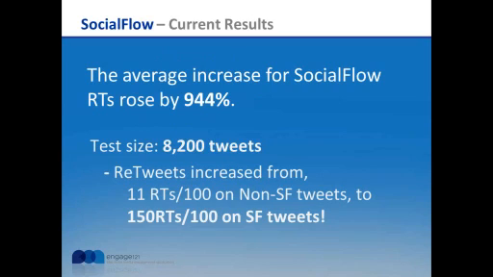Our sample size was 8,200 tweets. That includes tweets that were sent through Engage with being optimized and without being optimized. That is a total number. And out of these tweets, we were getting 11 retweets per every 100 tweets that were posted or sent. Once we started integrating Social Flow, that rose to 150 retweets for every 100 tweets that were sent out.